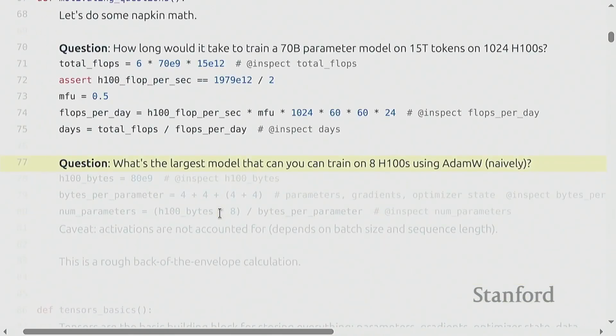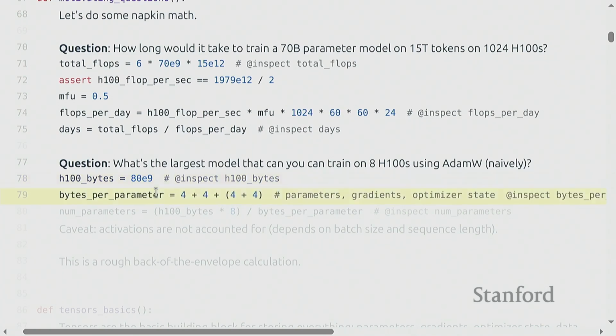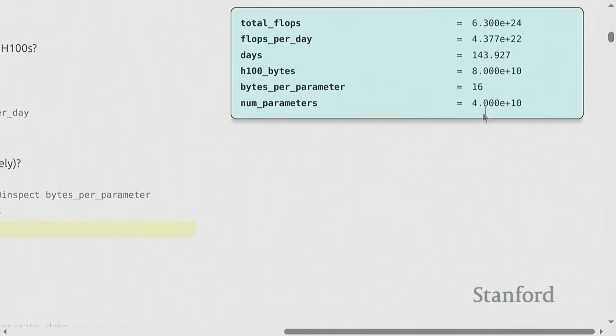Okay, so here's the question. What is the largest model you can train on 8 H100s using AdamW if you're not being too clever? H100 has 80 gigabytes of HBM memory. The number of bytes per parameter that you need for the parameters, the gradients, optimizer state is 16. And we'll talk more about where that comes from. And the number of parameters is basically the total amount of memory divided by the number of bytes you need per parameter. And that gives you about 40 billion parameters.